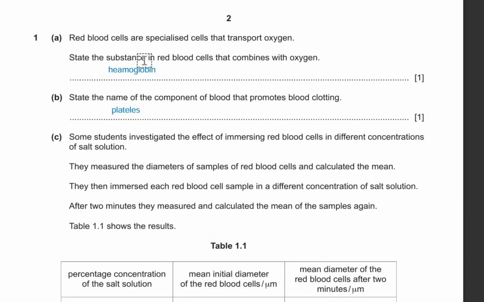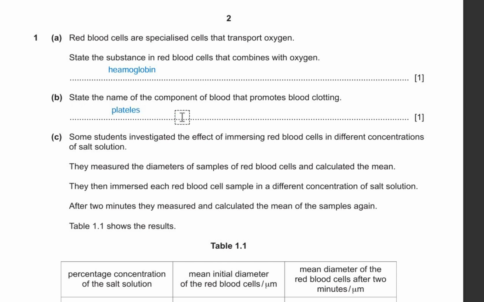Question number 1 says that red blood cells are specialized cells that transport oxygen. State the substance in red blood cells that combines with oxygen. So we all know that the red pigment is hemoglobin, which combines with oxygen and forms oxyhemoglobin in order to carry oxygen to all parts of the body. Right? This is the answer written over here.